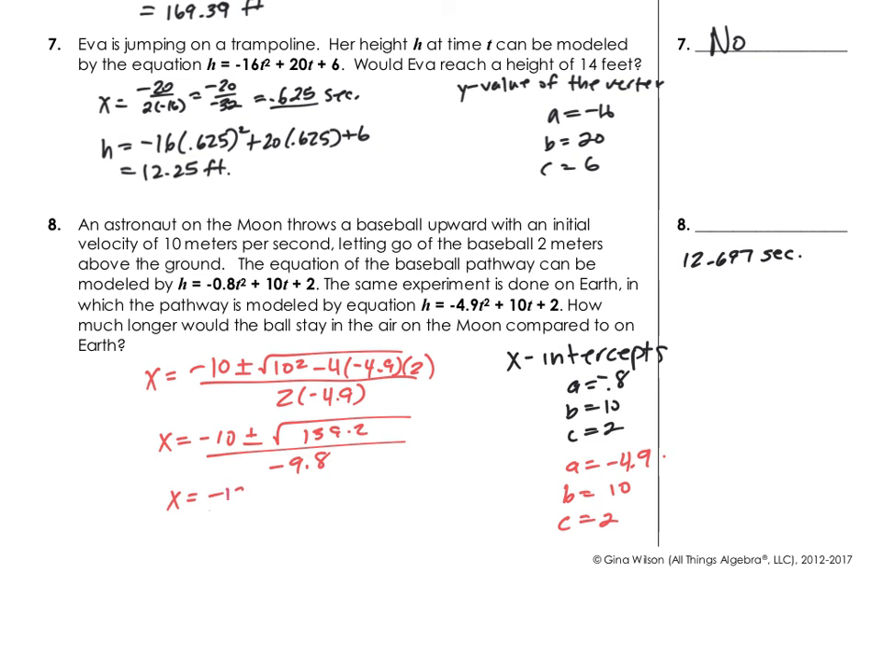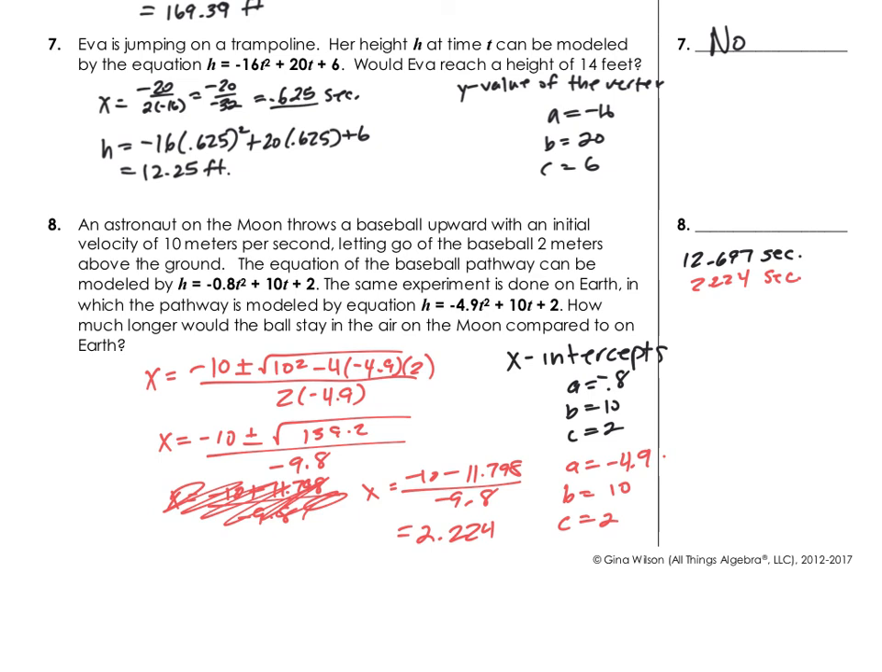So that's x equals negative 10 plus 11.798 divided by negative 9.8. And x equals negative 10 minus 11.798 divided by negative 9.8. And in this first example, the answer is going to be negative. It's not going to be that one, guys. Okay? So negative 10 minus 11.798 divided by negative 9.8 is 2.224. So it's only 2.224 seconds here on Earth.